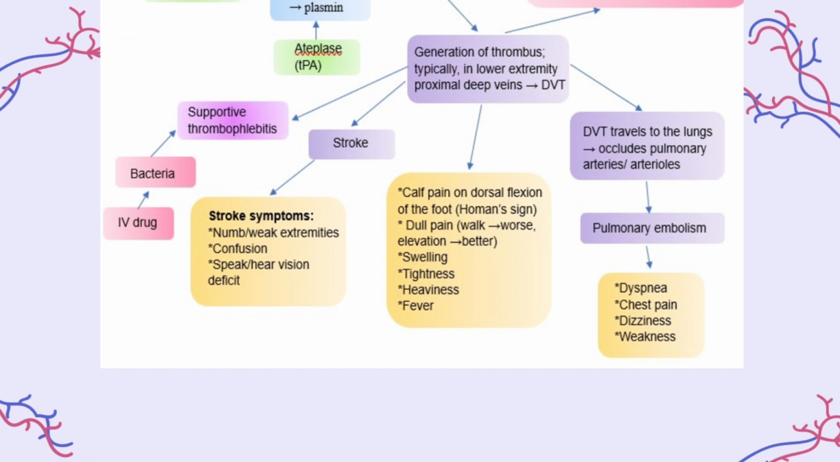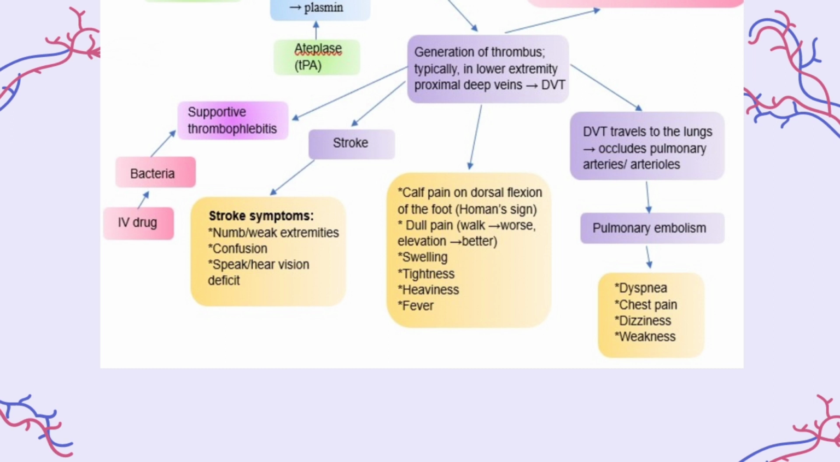And the other complication of DVT is stroke, because if your heart does not close properly and ends up passing a DVT up towards your brain, it would lead to stroke. The DVT starts in your veins, passes from the right side of the heart to the left side of the heart, and ends up in the systemic circulation. If it goes up to your brain, you end up with stroke and have the stroke symptoms, such as numb or weak extremities, confusion, speech or vision deficit.